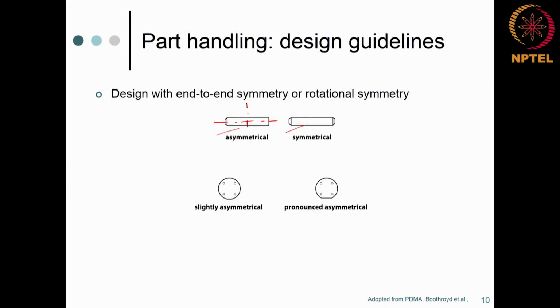The second one is again about symmetry, but what it says is slightly asymmetrical versus pronounced asymmetrical. What this guideline tells you is, if you cannot make it symmetric, make it pronounced asymmetric. Don't make it like this. This design is actually asymmetric, but it requires very careful investigation to find out in which direction it is asymmetric, because this is going to sit on another part.